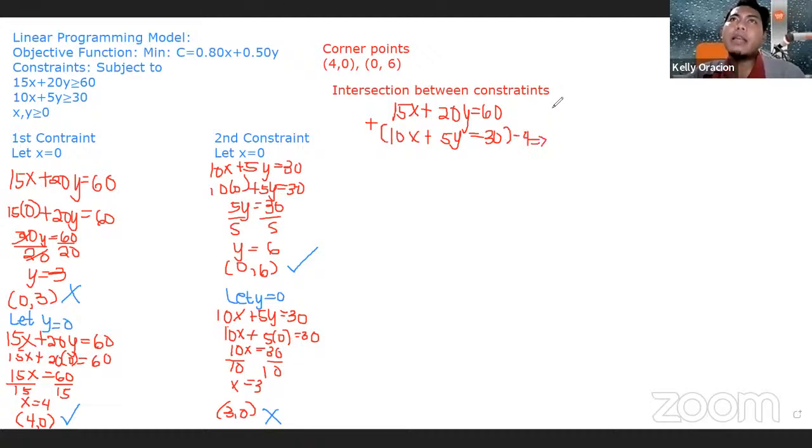Sir, bakit yan yung napili mo? Para ma-eliminate ko yung 20y. So observe ninyo, 15x plus 20y is equal to 60. Then ito, -4, is negative 40x, then minus 20y. O diba, makancel na ang 20. Then negative 120. The operation is plus. Yes, makancel na siya because kaya nga nag-multiply ako -4. In my thinking, I need to eliminate y para mas easy.